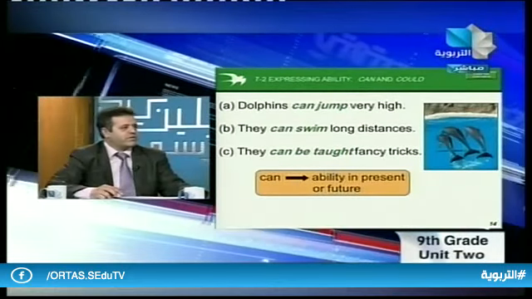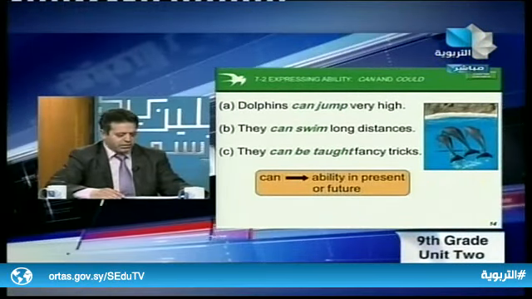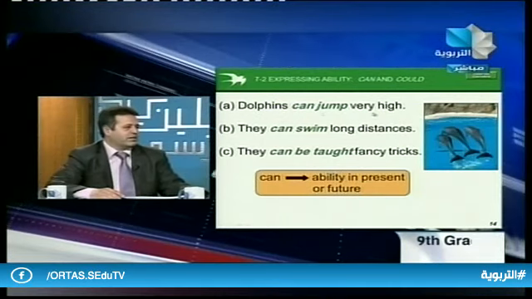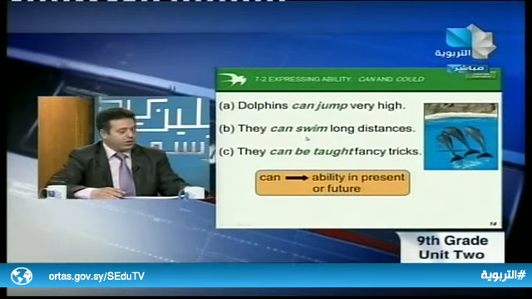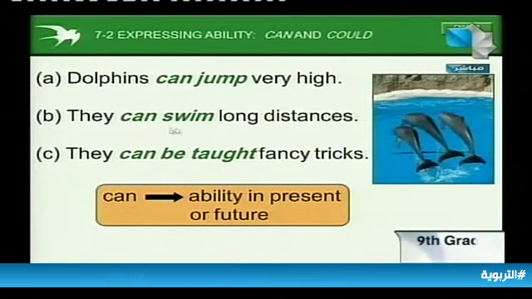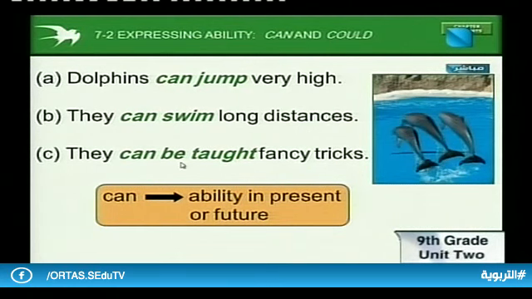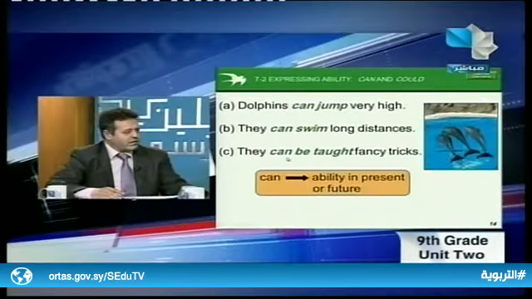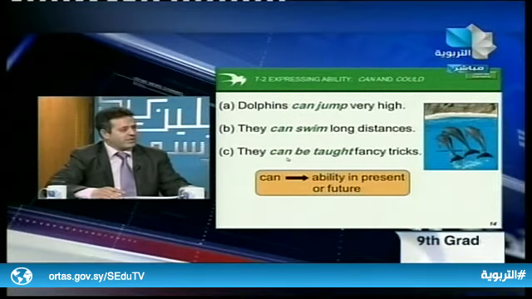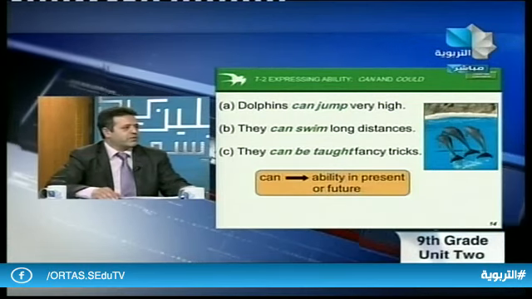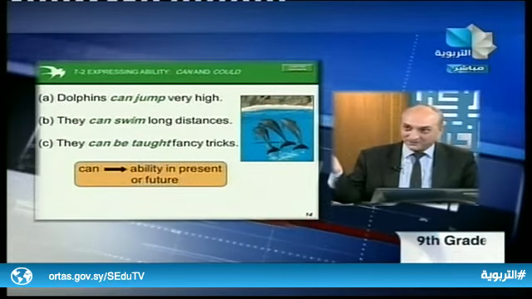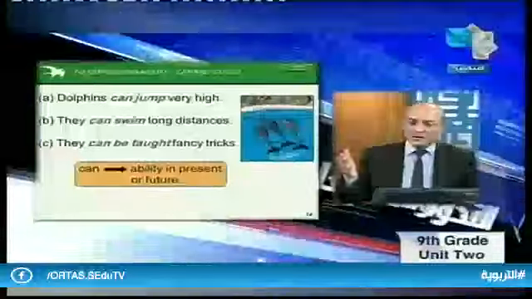Thank you. We use can when we have present or future. For example, dolphins can jump very high. So this is about the present. They can swim long distances. We are talking about dolphins. They can be taught fancy tricks. So we can use can to express ability in the present, or facts. There is no fixed time. We are talking in general, timeless.